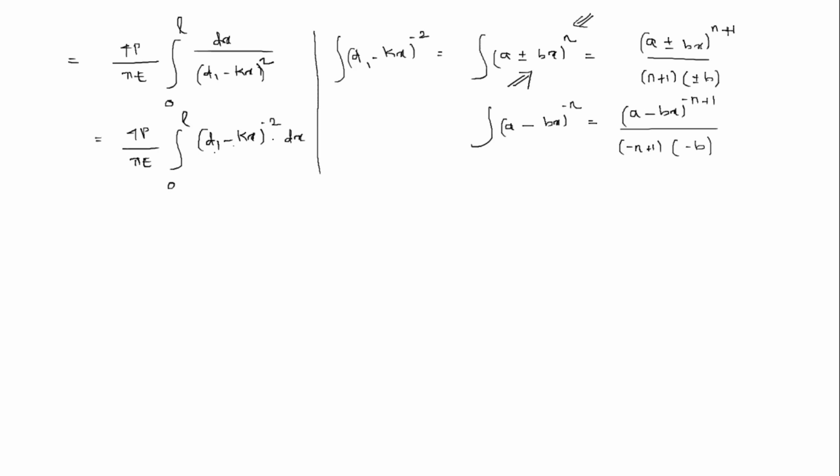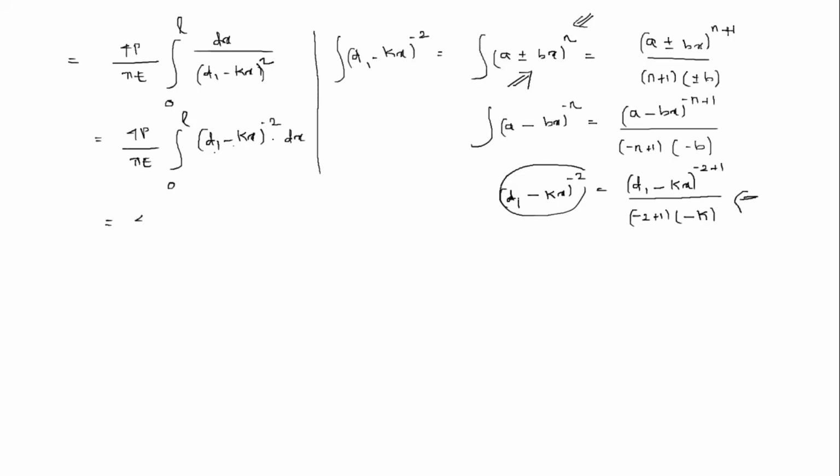Now, what is a? Here a is equal to d1. So d1 minus kx the whole power minus 2. What is the answer? a equals d1, and b is k, so (d1 minus kx) the whole power minus 2 plus 1 divided by (minus 2 plus 1) into minus of b, which means minus of k. So this is the answer for this integration.